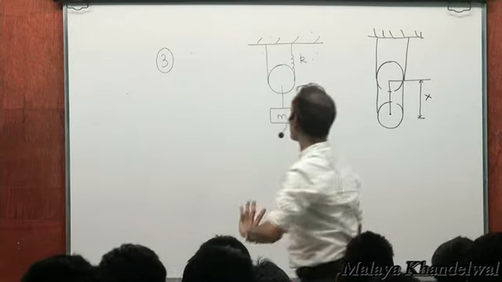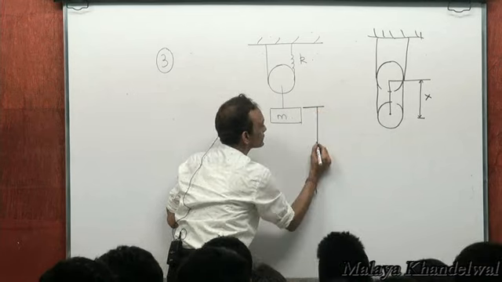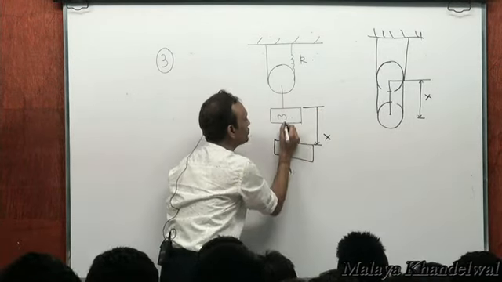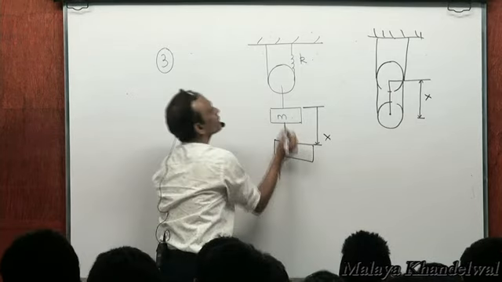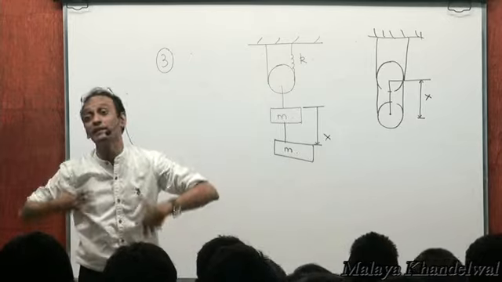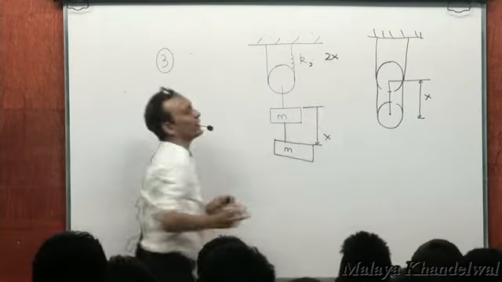Perfect. Right. So if the mass m descends by an amount x, that means the pulley must have moved down by an amount x, and the spring must have elongated by an amount 2x. So spring elongates by an amount 2x.